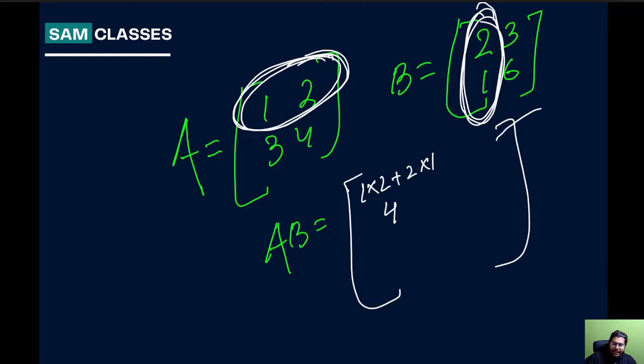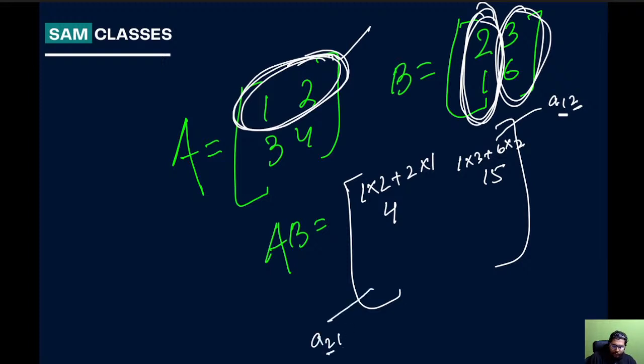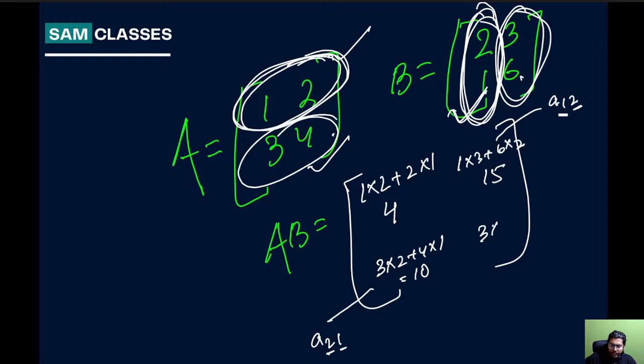Then the second element is A12. Row of first, second column. So 1 into 3 plus 6 into 2. 3 plus 12, 15. Then this element is A21. Second row, first column. So 3 into 2, 6, plus 4 into 1, so 10. And then A22, 3 into 3, 9 plus 4 into 6, so 9 plus 24, and that is equal to 33.